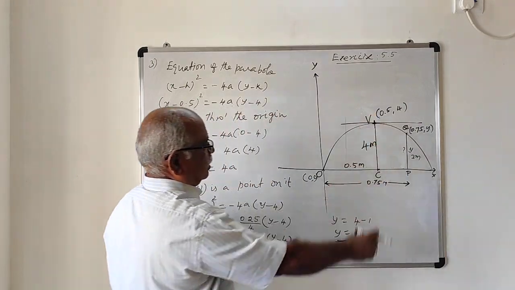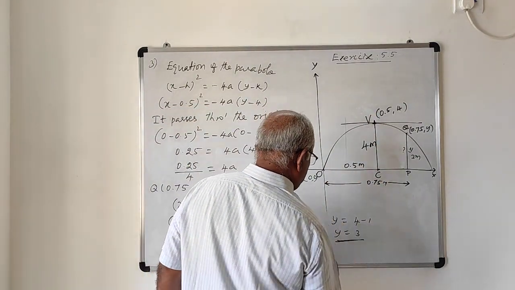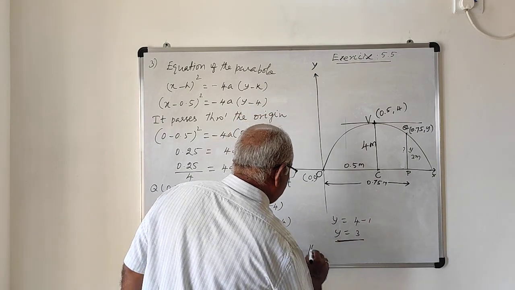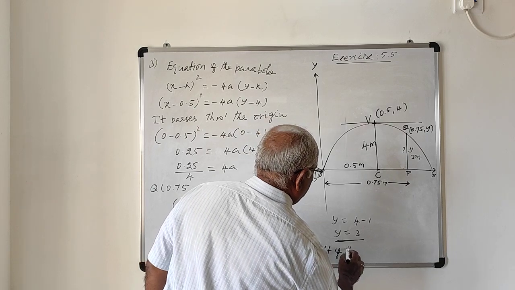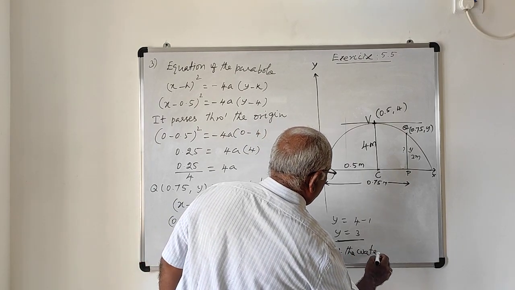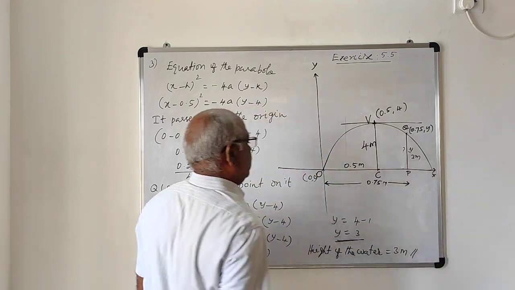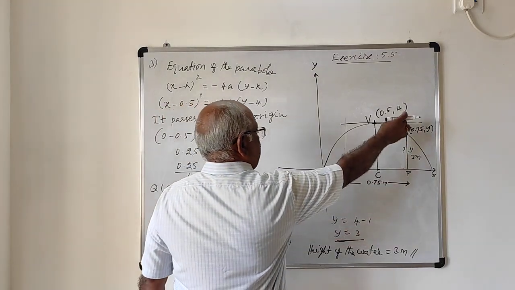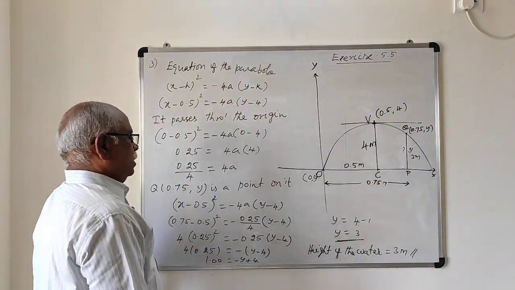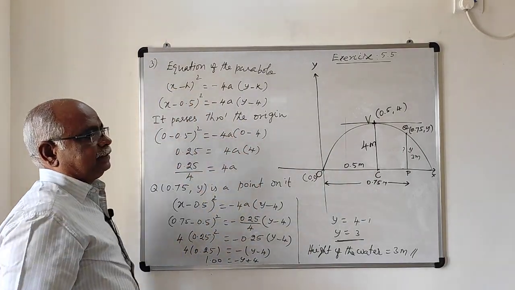So the height of the water flow at a distance of 0.75 meter from the origin is, the required height of the water is equal to 3 meter. Answer. That's all about the problem. This is the required height. Okay? This is problem 3.